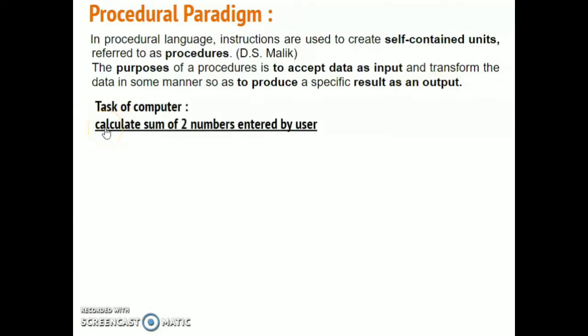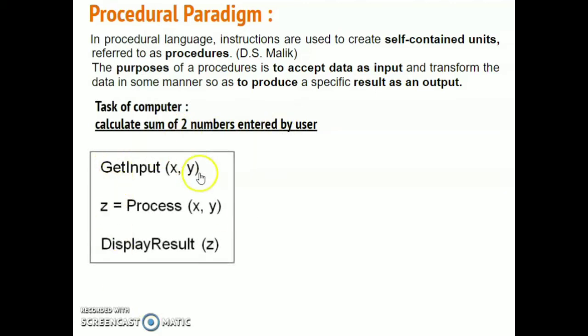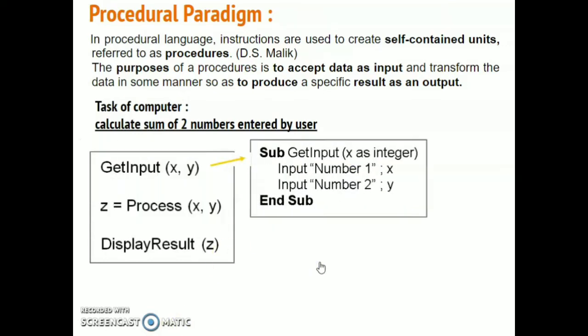Let's have a look at this task. The computer needs to calculate the sum of two numbers entered by the user. You can see the instructions here start with a call to the function get input. The computer will read the instructions line by line inside the function get input, which receives input number 1 into X and receives input number 2 from the user into Y. Then it returns back to the main procedure.